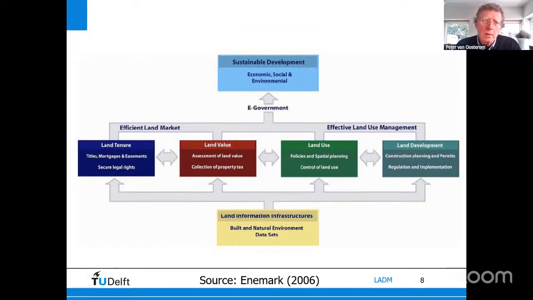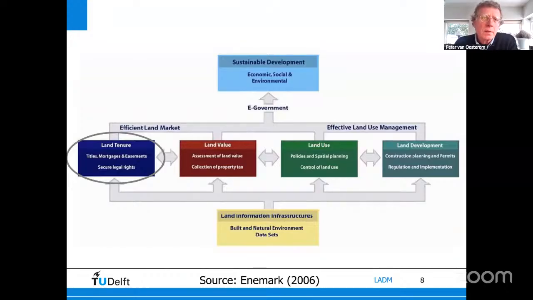These data sets, these pieces of information, are linked via the information infrastructure. And it's supporting sustainable development in a country, in a city, in the region. And because nowadays this is all digital, we can talk about e-government, but it's not only government. It's also the private sector, the land market, the real estate agents, the banks that are involved.